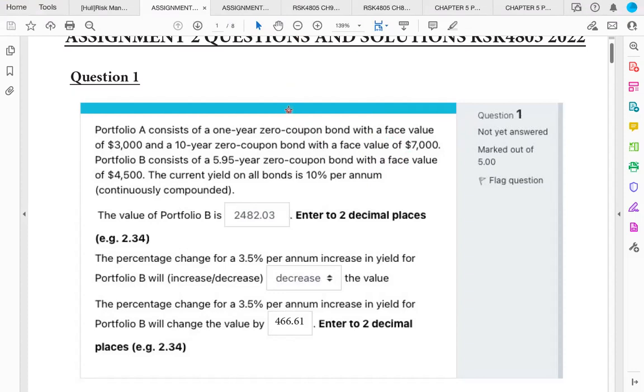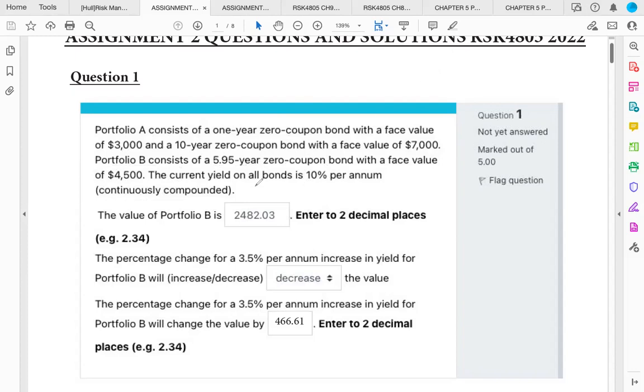Okay. So this particular question says that we've got a portfolio A, which consists of a 1-year 0 coupon bond with a face value of $3,000, and a 10-year 0 coupon bond with a face value of $7,000, right? So that's portfolio A. And then we've also got another portfolio B, which consists of a 5.95 year 0 coupon bond with a face value of $4,500. And then we're told that the current yield on all bonds is 10% per annum, continuously compounded, right?